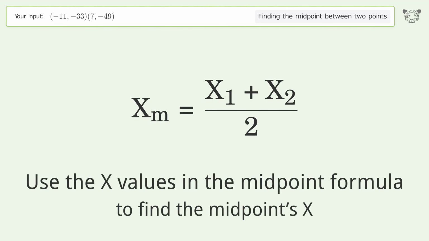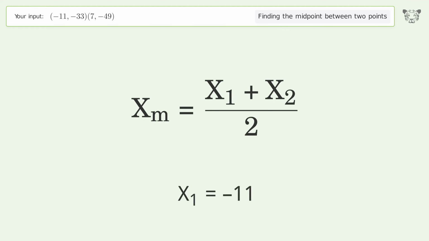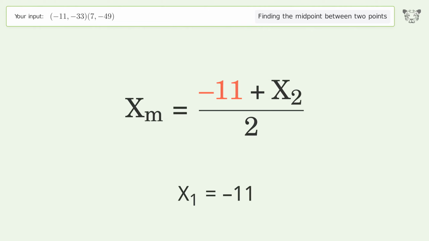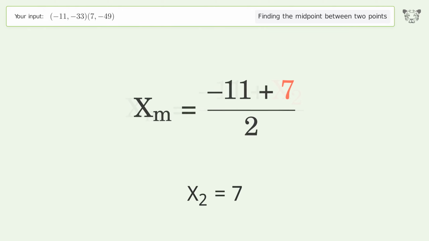Use the x values in the midpoint formula to find the midpoint's x. x1 equals -11. x2 equals 7. Simplify the arithmetic.